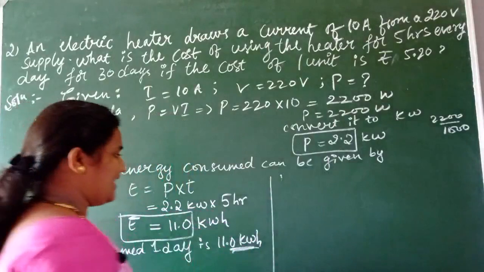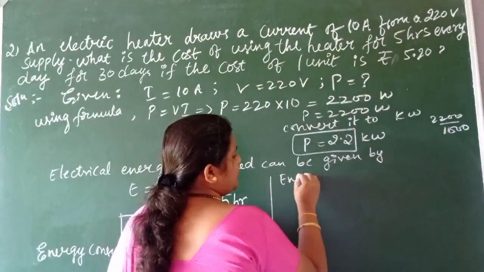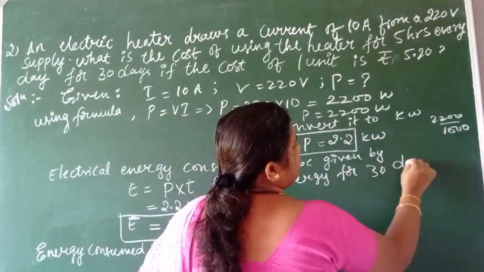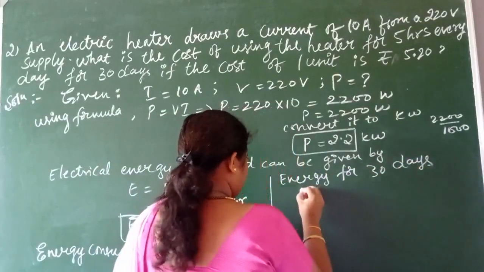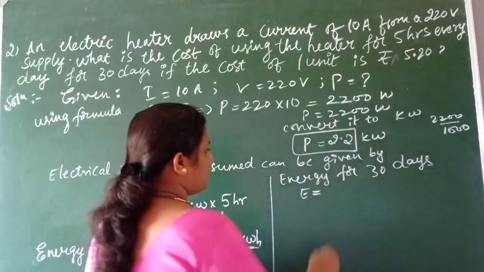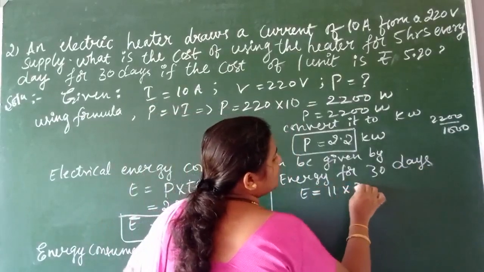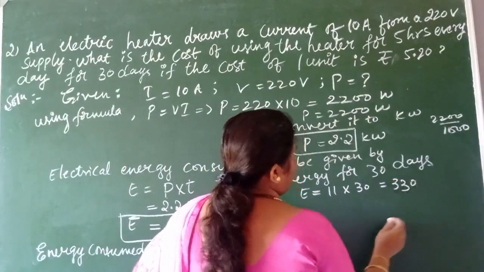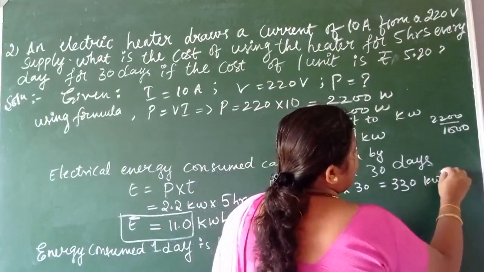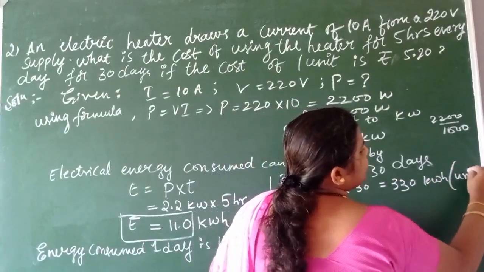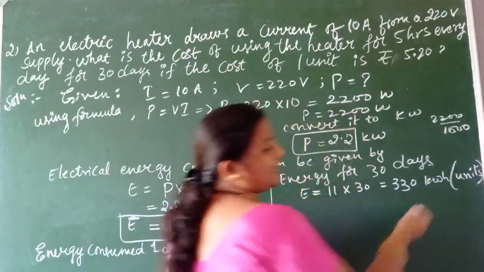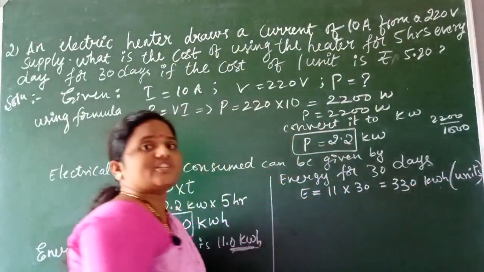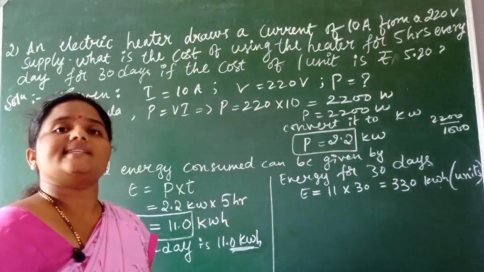So now multiply for 30 days. Energy for 30 days means E is equal to 11 into 30, which is equal to 330 kilowatt hour, or simply you can say it as units, isn't it, children? Kilowatt hour is also commonly called, actually this kilowatt hour is the commercial unit. It is commonly called a unit.